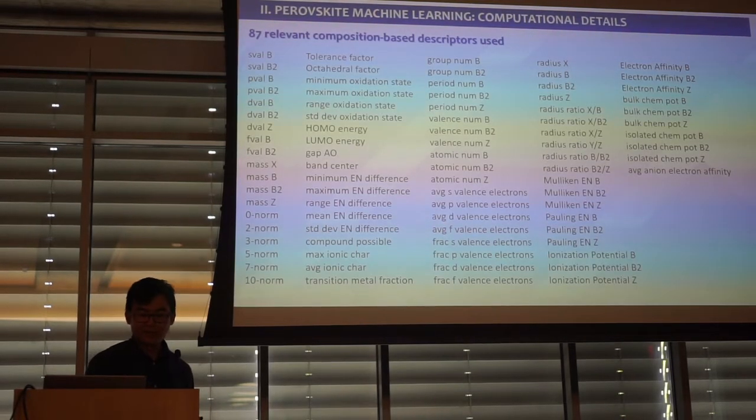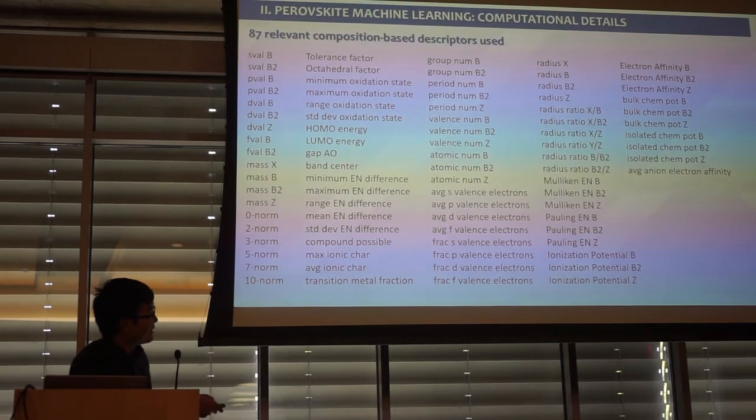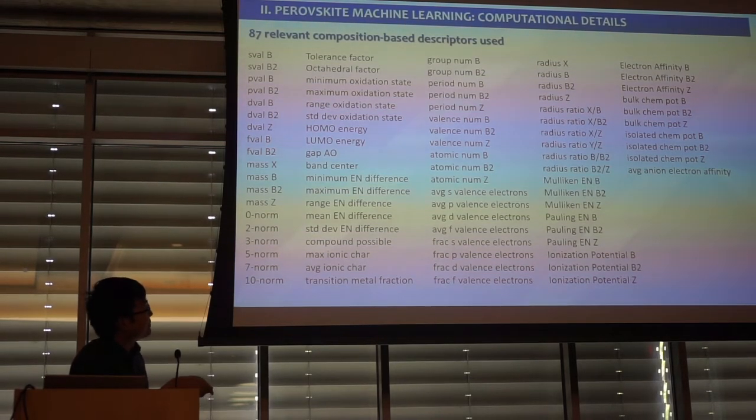Okay, so here's a list of the composition-based descriptors that we looked at. So all these descriptors that you see up here, you can derive just straight up from the composition of your material. So these are things like the atomic number, the valence electrons, or electronegativity.